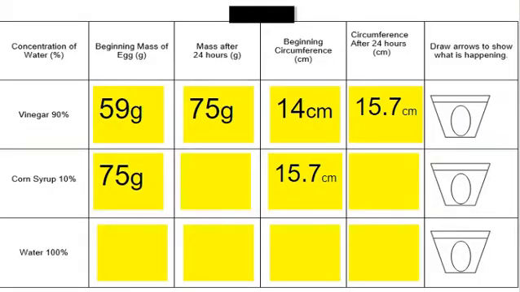All right, I wanted to come back to the data table for one more thing. And it says draw arrows to show what is happening. So the egg in the cup there up at the top, going from this mass to this mass is not a magic thing, guys. Going from this circumference to this circumference, not magical. The shell was dissolved, right? So what did it expose? A membrane that's underneath that shell. And that membrane is allowing the water molecules to go through. And that's how you got the gain in mass here.